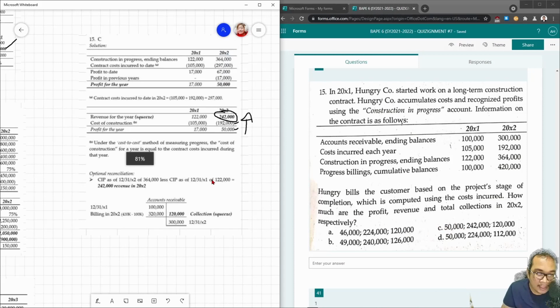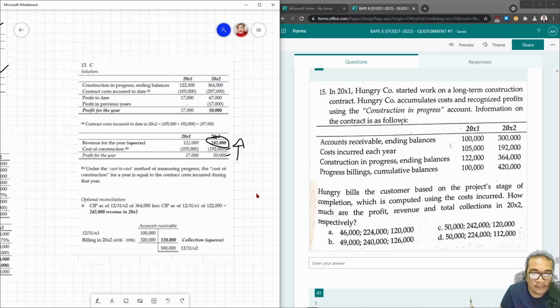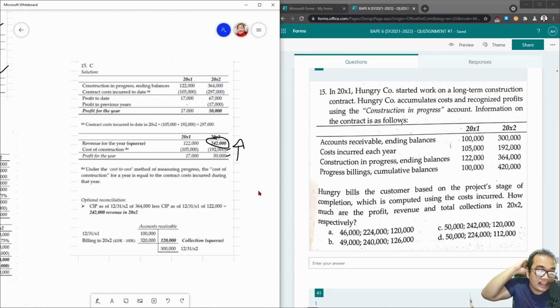So, di ba? Mahaba ang construction contract. Pero, madali siyang intindihin. Just understand the concept, magigets na siya. Ma-answer mo na yung problem.